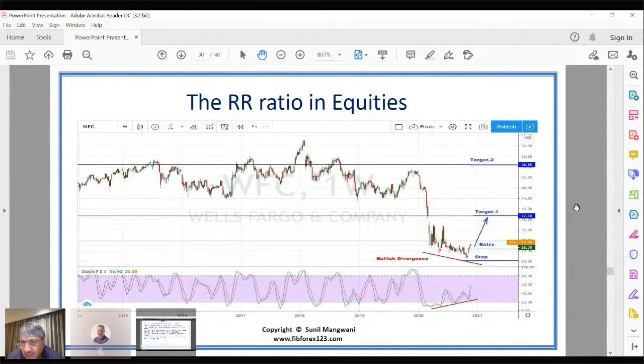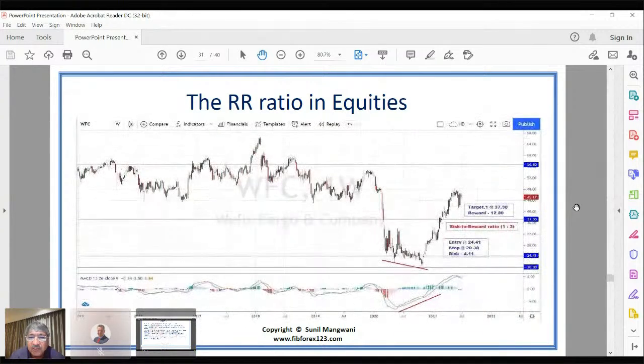Now, this chart is in the month of January, all right? This was the entry I've marked over here. This is a stop. This is target 1. This is target 2. And today, the chart is right here. This is a weekly chart. So you can see the number of bars is probably taken about 6 odd months to reach over there.